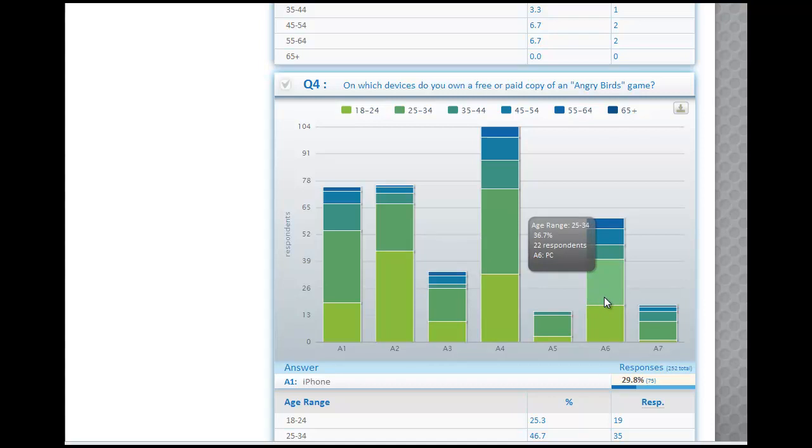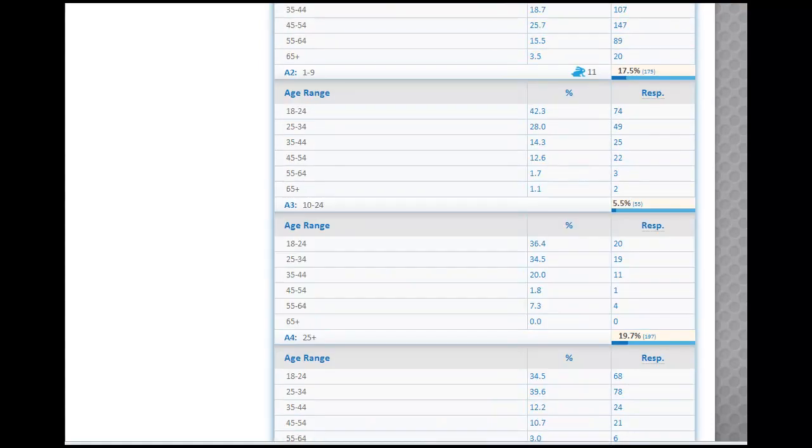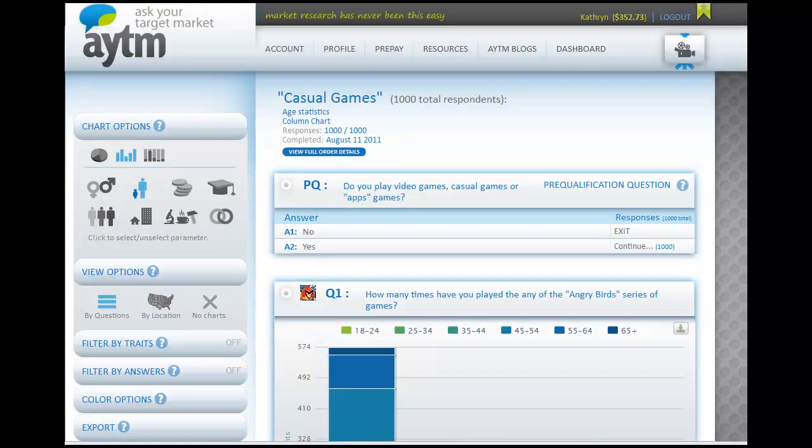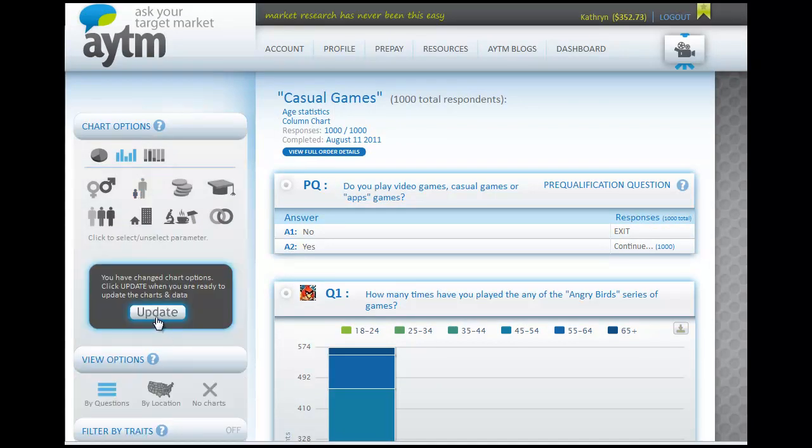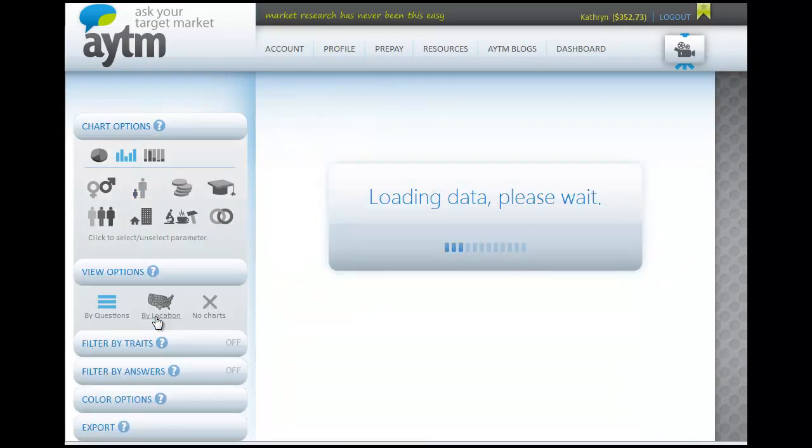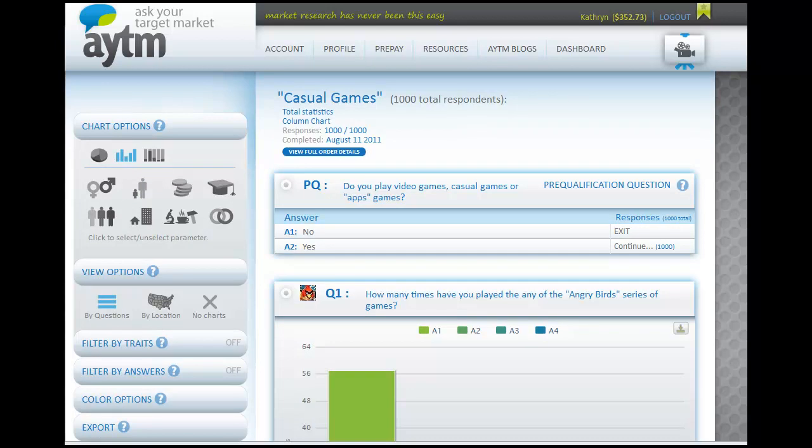So I do have the ability with the platform to very easily filter the responses by a particular answer to another question in the survey. It's not just all about demographics. So I might decide to go back up and remove my age crosstab. So now that's gone. I'm updating that. Now you can see I've gone back to my total.